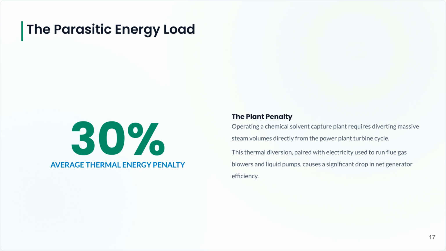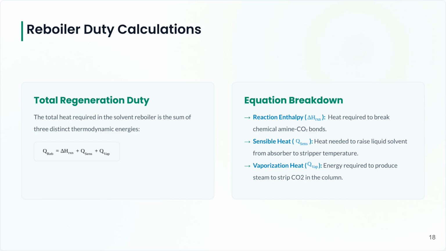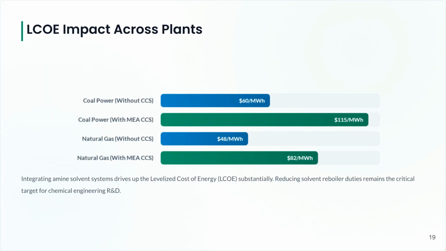Reboiler duty is calculated as the sum of three thermodynamic components: the heat of reaction to break amine CO2 bonds, the sensible heat to raise solvent temperature, and the heat of vaporization to generate steam for stripping. Integrating these systems drives up the levelized cost of energy substantially. Reducing solvent reboiler duties is a primary target for current chemical engineering research and development.